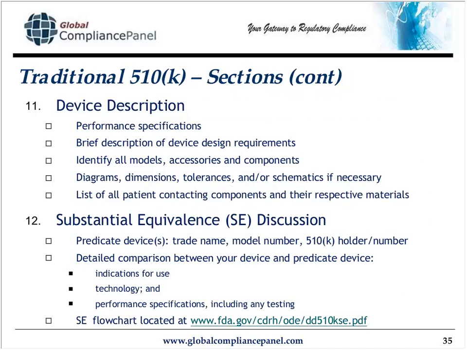Section 11 is device description, and it includes your performance specifications, your design requirements, all of the models, including all the accessories and components that you intend to market with this device. And if you feel that you want to include detailed information, such as diagrams, schematics, this is the section in which to include that, and a list of all the patient contacting components, direct and indirect, and their respective materials, what they're made out of.